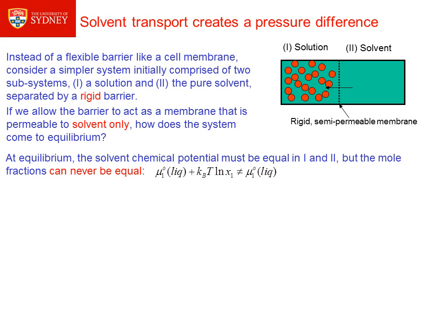So instead of a flexible barrier like a cell membrane, let's consider a simpler system consisting initially of two subsystems, a solution and a pure solvent, separated by a rigid barrier. If we now permit the barrier to act as a membrane that's permeable to only the solvent, how can that system come to equilibrium? At equilibrium, we require the solvent chemical potential to be equal in subsystems 1 and 2. Problem is, the mole fractions can never be equal. A normal equation for the chemical potential shows this to be true.